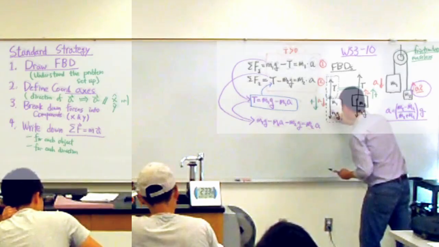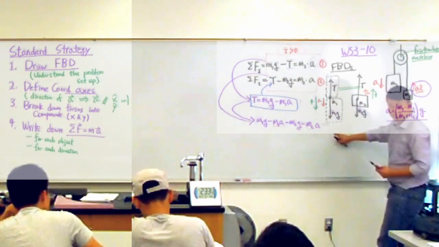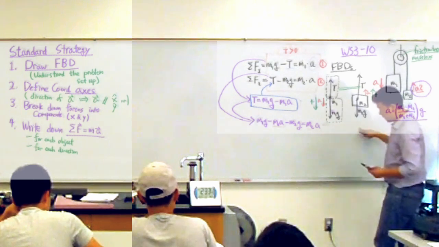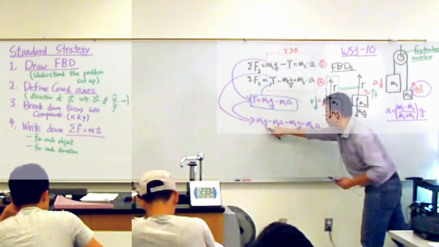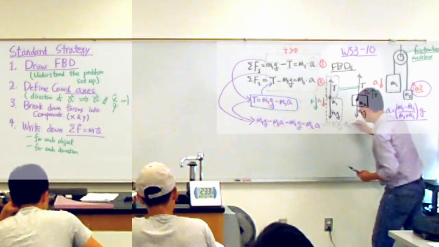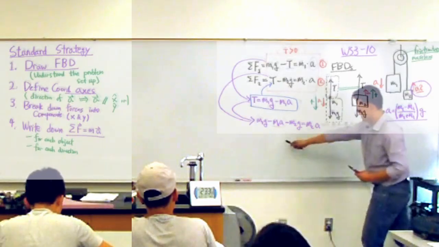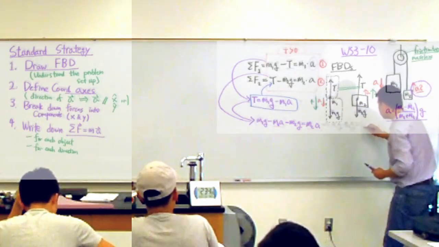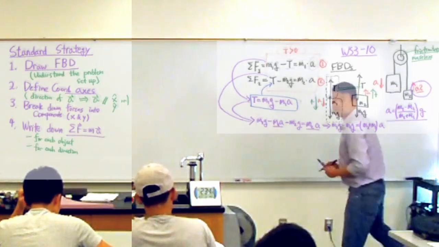I won't skip this step. So move M1A over to this side and then factor out A. So what I have is on the left-hand side, M1G minus M2G, and on the right-hand side, I have M2 plus M1, so M2 plus M1 times acceleration.